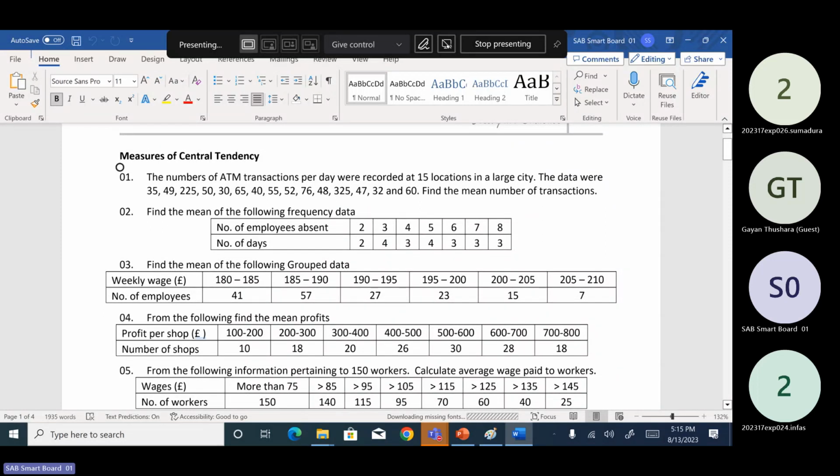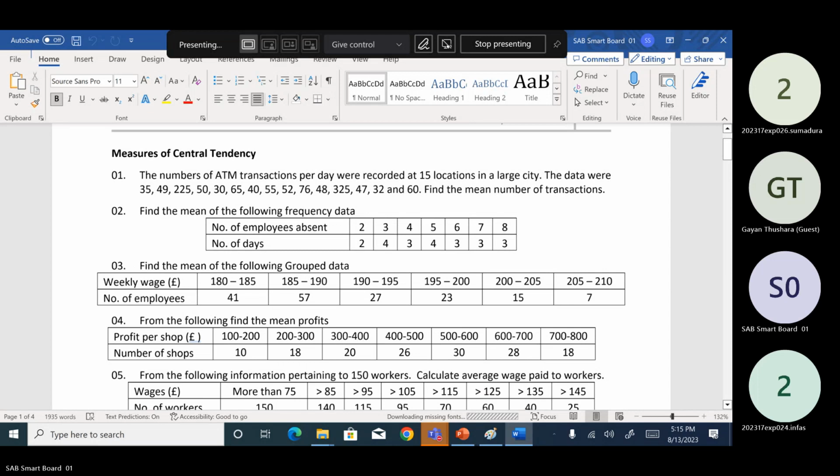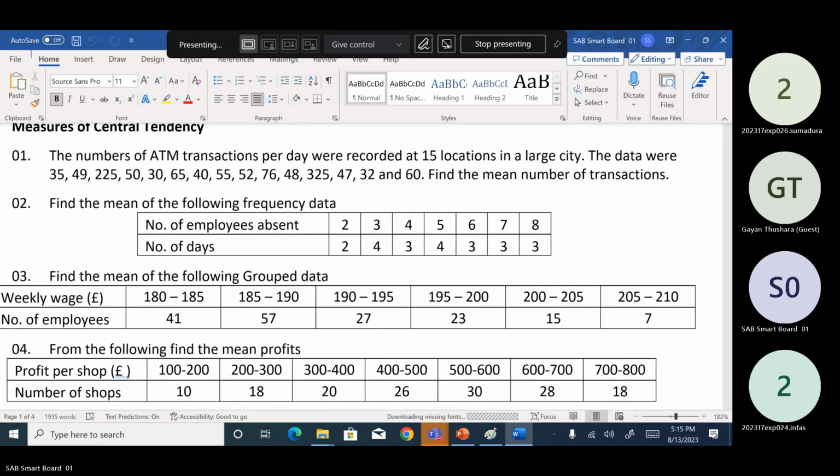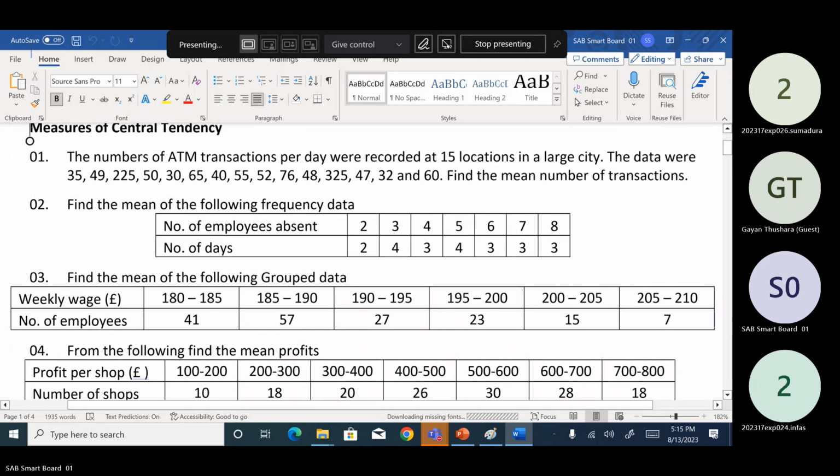I will take the first example. The number of ATM transactions per day were recorded at 15 locations in a large city. The data were 35, 49, 225, and so on, all the values are there. Find the mean number of transactions.